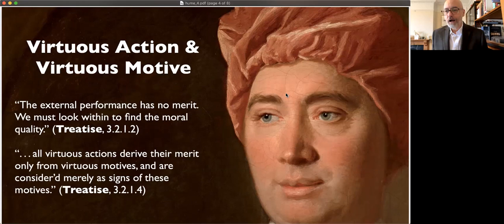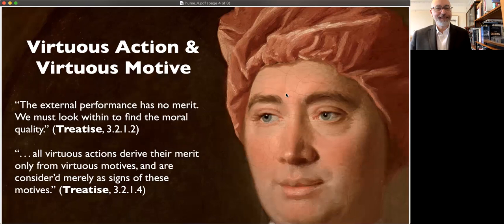And later on, he's going to even qualify this doctrine further. It's relatively stable configurations of passions and sentiments, that is to say, characters, that are the primary objects of moral evaluation. And it's this feature of Hume's ethics that makes it a virtue theory, placing Hume in a tradition that includes Aristotle before him and Nietzsche after him.